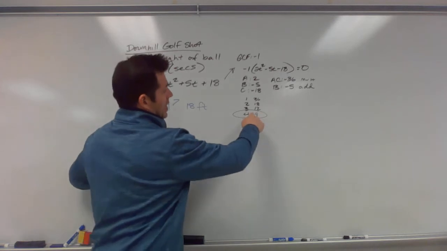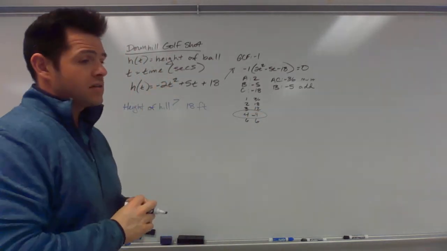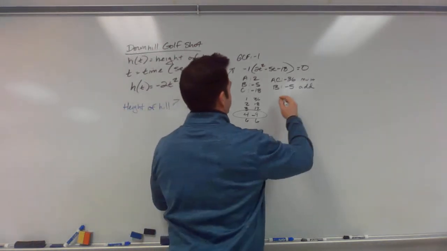So I'm going to make the 9 negative. 4 times negative 9 is negative 36. 4 plus negative 9 is negative 5.